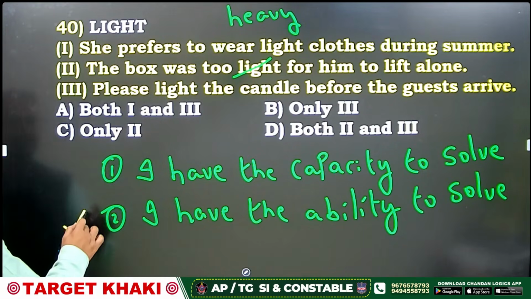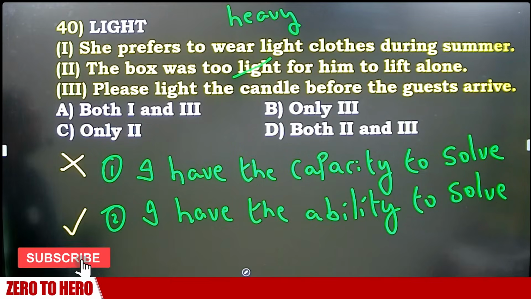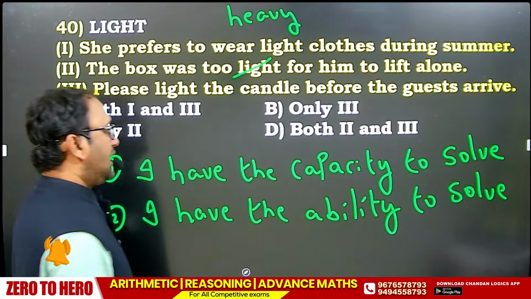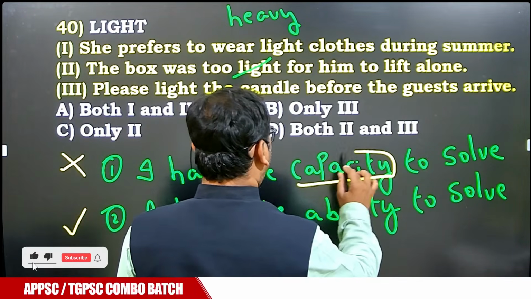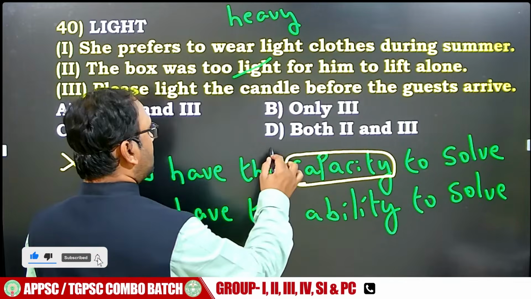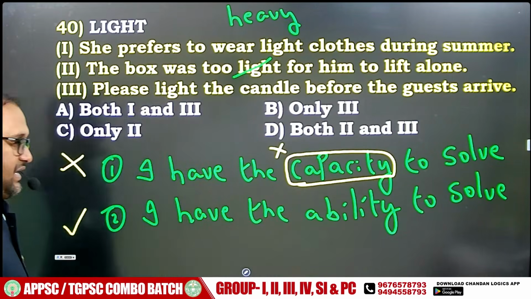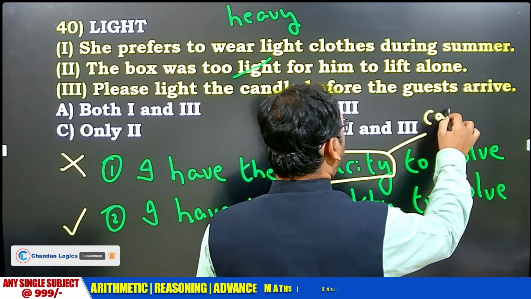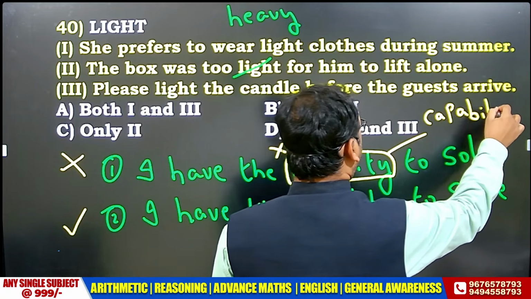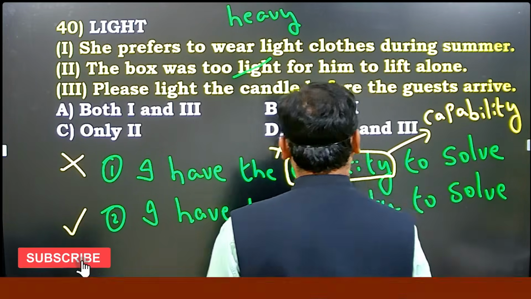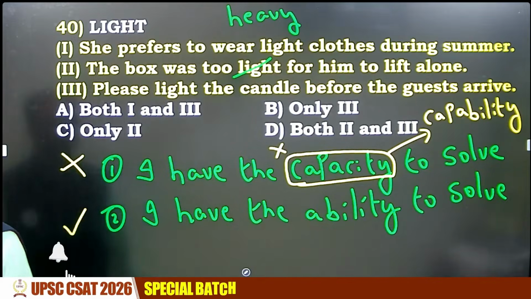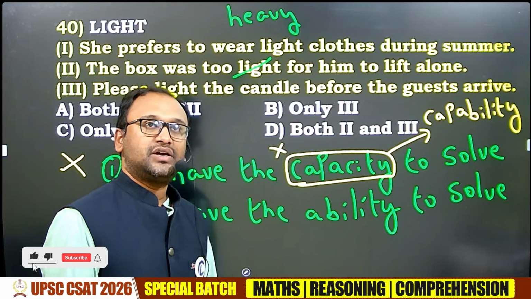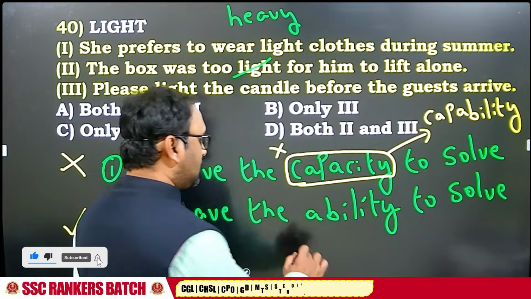This statement is correct, this statement is wrong. The first statement is wrong, my dear friends. Why, sir? Guys, here the word capacity is absolutely wrong. You cannot use the word capacity here. Rather, you can use the word capability. The reason is very simple, my dear friends.